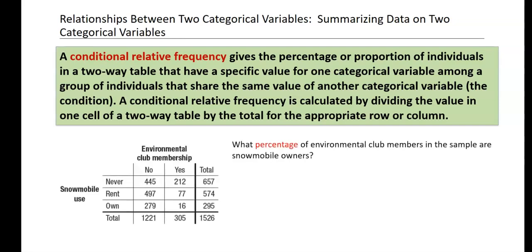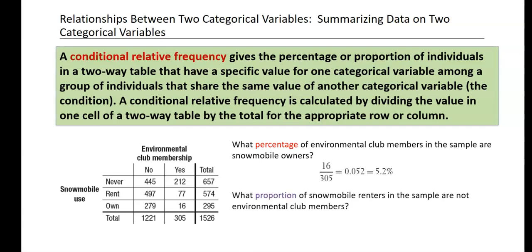So what percentage of, now it doesn't say of everybody, of the environmental club members. So given that you're an environmental club member, how many people are we talking about here? We're talking about 305 people. We don't care about the no's, we care about the yeses here. So of those folks, how many are snowmobile owners? There are 16 of the 305, so that would be 5.2%.